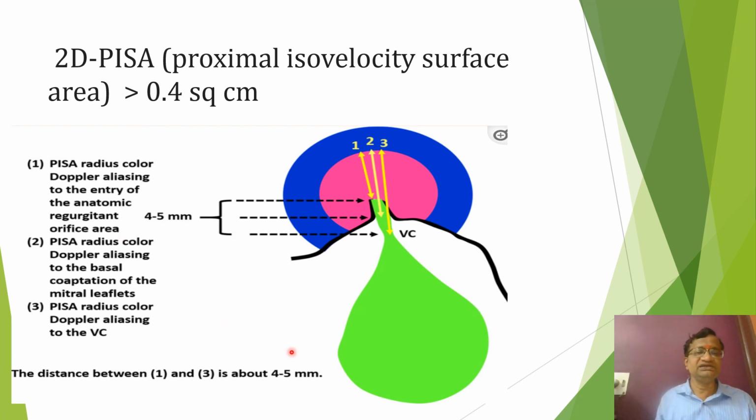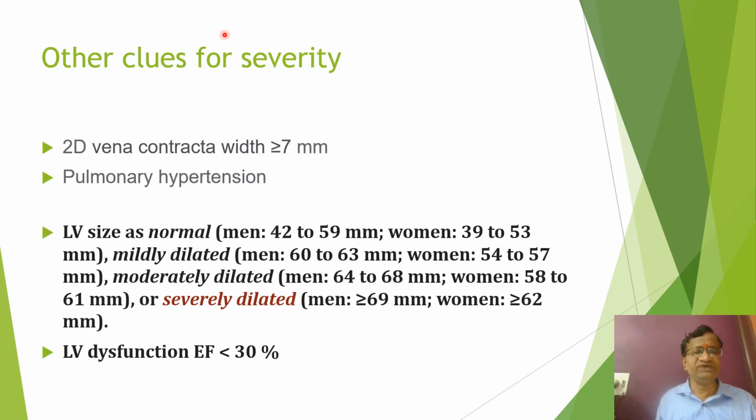Now we see here, this distance, the regurgitant area, should be around 4 to 5 millimeters. And this VC area should be more than 0.4 square centimeters to be severe. This is VC, vena contracta, which is more than 7 millimeters. If there is pulmonary hypertension, ventricular dilatation, or LV dysfunction, all these things put it into very severe mitral regurgitation.